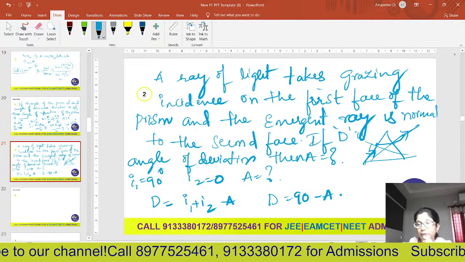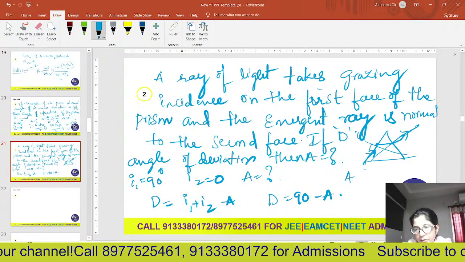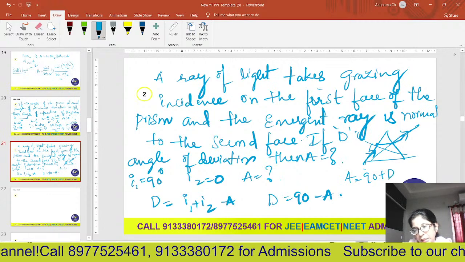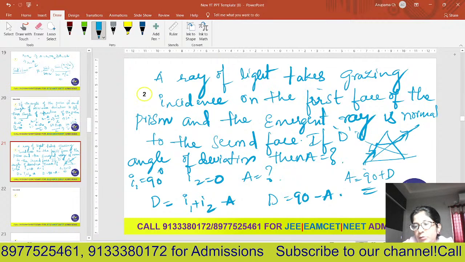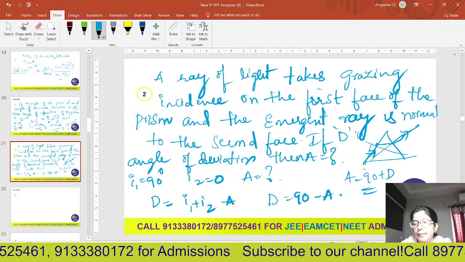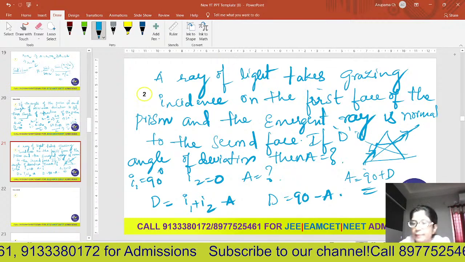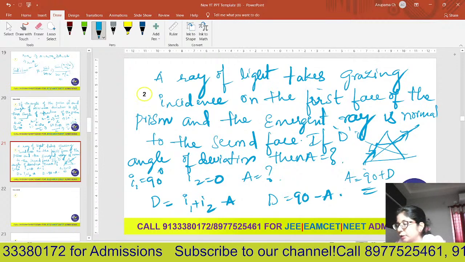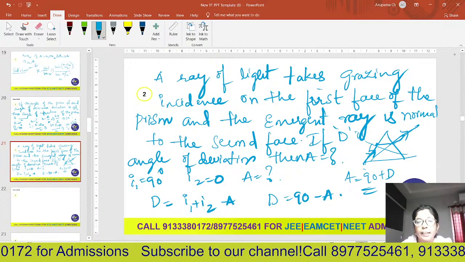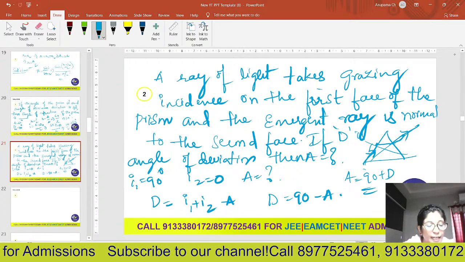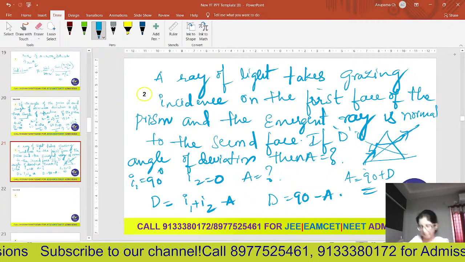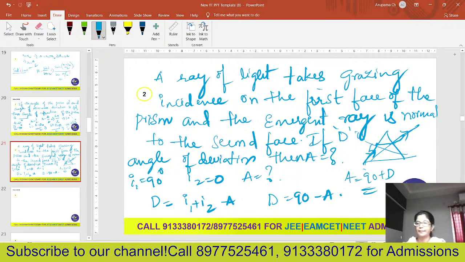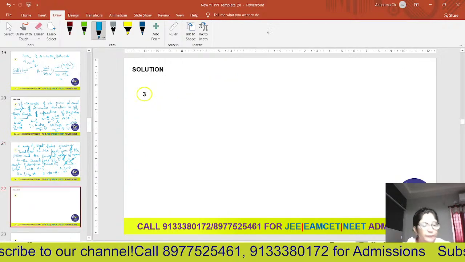Or we have to find out A, right? A is equal to 90 plus D. That's it. This is what it is. Means in terms of D only we will get the answer. Okay, so this is about finding out the angle of the prism. We will do one more thing and then we'll see how it goes.